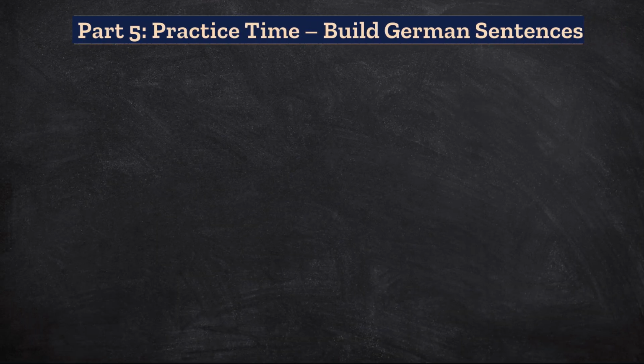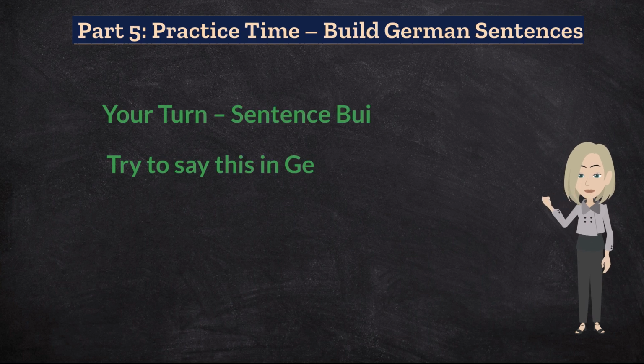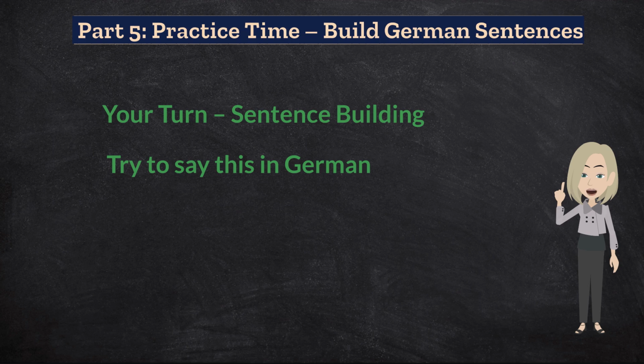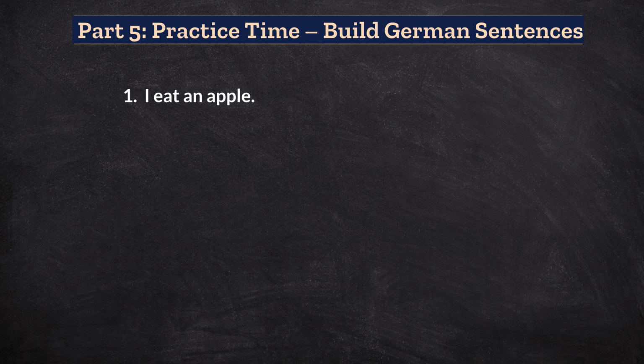Part 5, Practice Time, Build German Sentences. Now it's your turn to practice building simple German sentences. I'll say an English sentence, and you need to try to say it in German before I give the answer. You can also pause the video and think. Let's begin. First sentence. I eat an apple. The correct German sentence is, Ich esse einen Apfel.